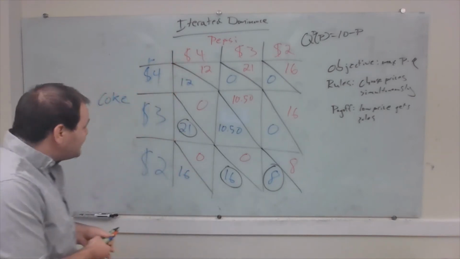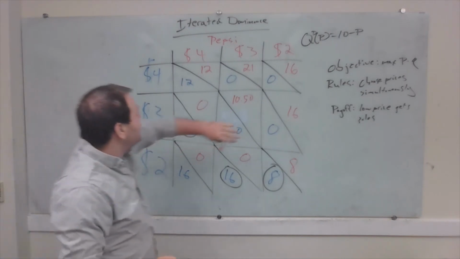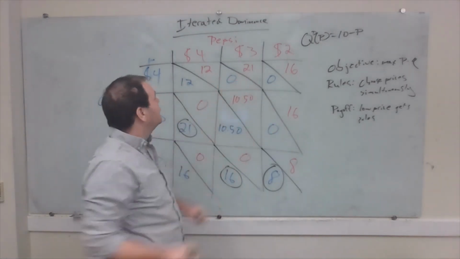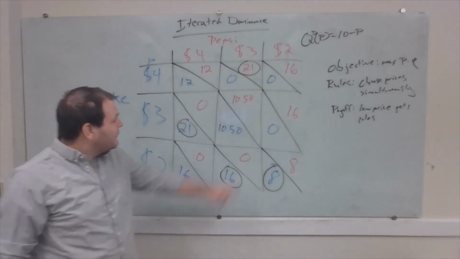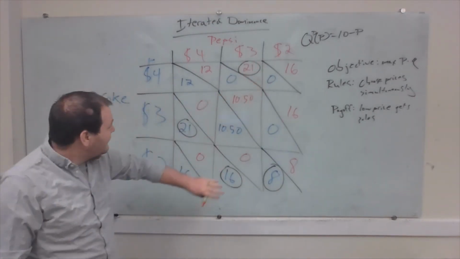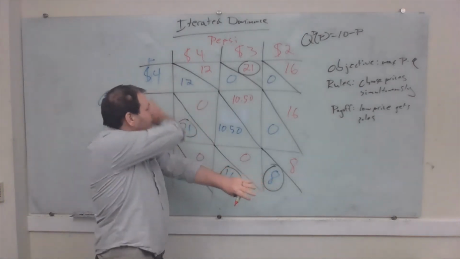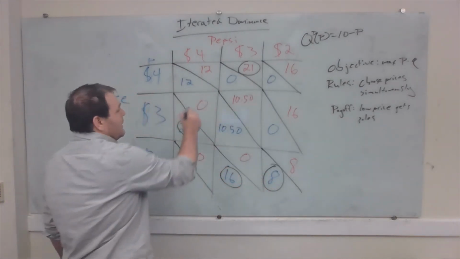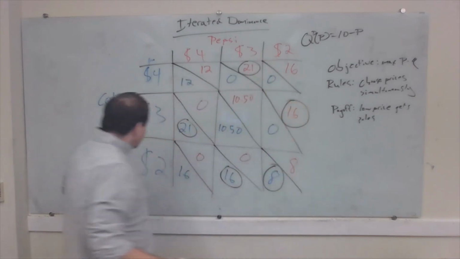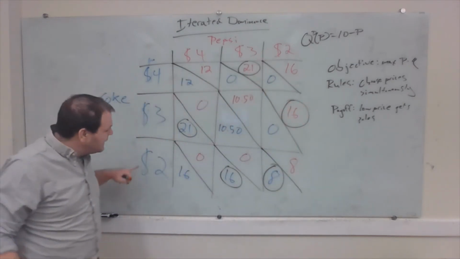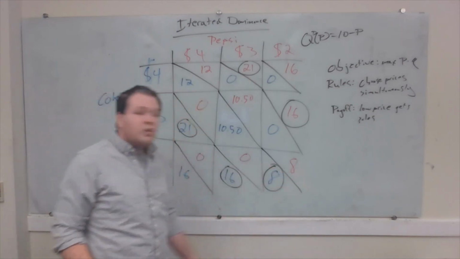Let's think about Pepsi's best decisions. Well, if Pepsi knew that Coke was going to charge $4, their best choice is going to be to charge $3 and get a payoff of 21. If they know that Coke is going to charge $3, they know we're in this middle column, their best choice is going to be to get $16 by charging 2. And if they know that Coke is charging $2, their best move is going to be to charge $2 so they can at least get 8.